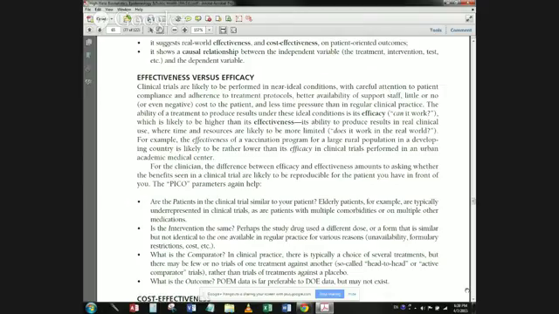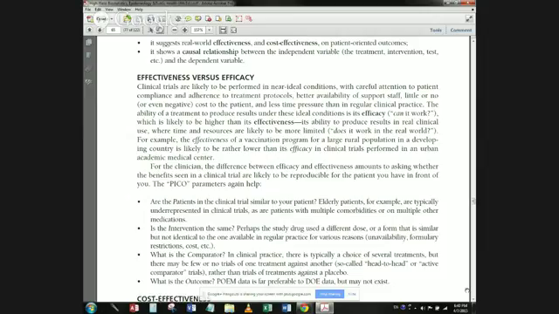For example, the effectiveness of a vaccination program for a large rural population in a developing country is likely to be rather lower than its efficacy in clinical trials performed in an urban academic medical center. For the clinician, the difference between efficacy and effectiveness amounts to asking whether the benefits seen in a clinical trial are likely to be reproducible for the patient you have in front of you. The PICO parameters again help. Are the patients in the clinical trial similar to your patient?